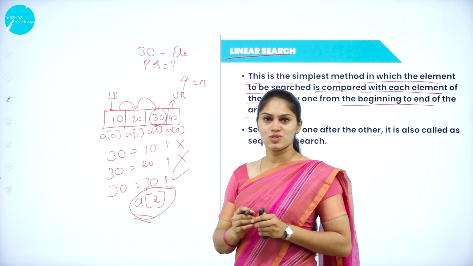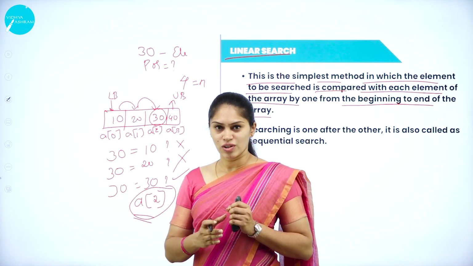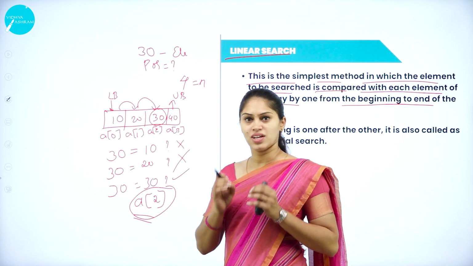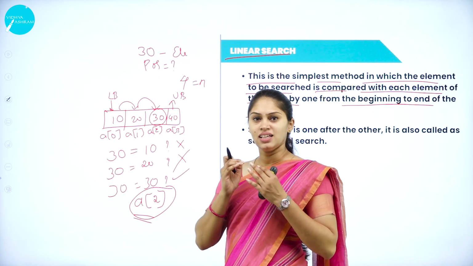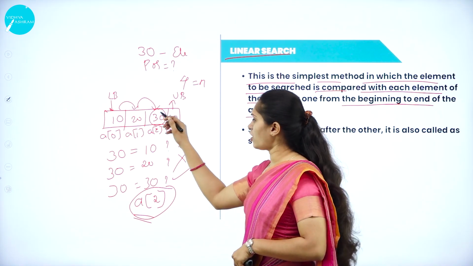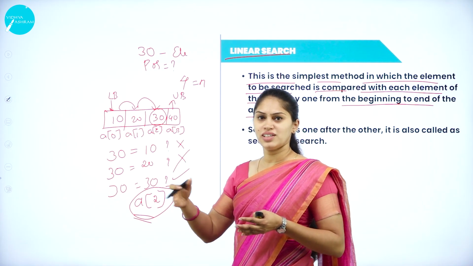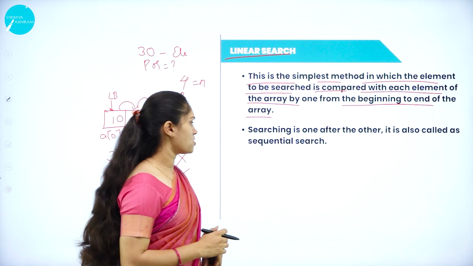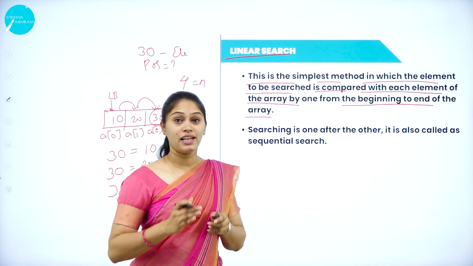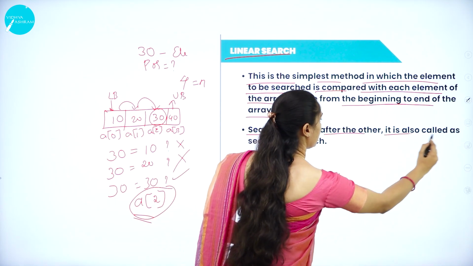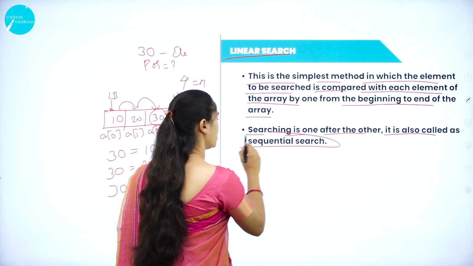That method is known as linear search. Linear in the sense that we search from the beginning to the end element. If we find the element in between, then the iteration stops and it comes out of the loop. If I found this 30, I am not going to move on to the further elements. So that is linear search, and we will understand it with the algorithm itself. Searching one after another is also called sequential search.